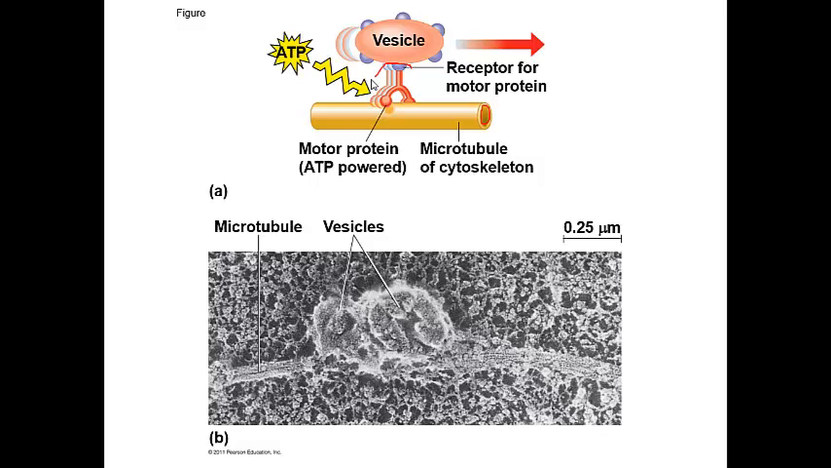Here you see the motor protein. It kind of looks like a waist and two legs, and this motor protein is literally going to walk the transport vesicle down the microtubule like a monorail. To power the motor protein, the cell is going to utilize ATP. Here we see an electron microscope picture of vesicles moving along the microtubule using these motor proteins. All movement that takes place within the cell is going to take place through the use of motor proteins.